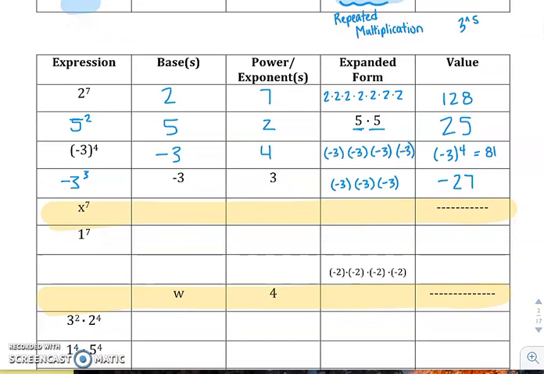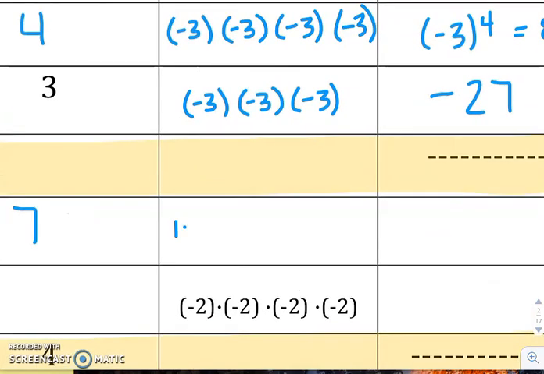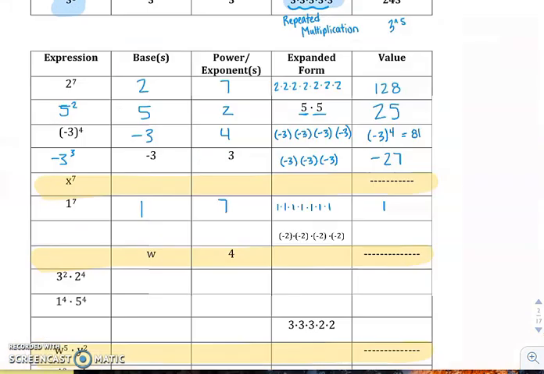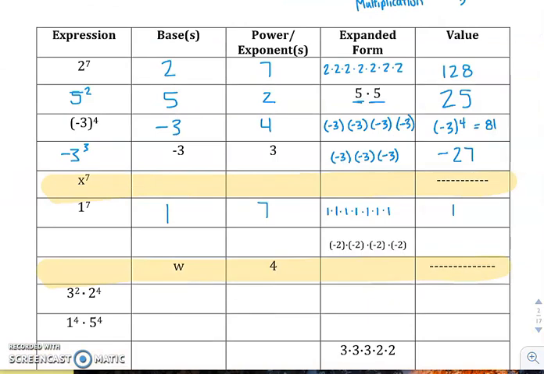So 1 to the 7th. The base is 1. The power is 7. So 1 times 1 times 1. Well, 1 times 1 times 1, even if you have a million ones, is only going to equal the value 1. It's the only time when you're doing multiplication that it doesn't actually change the value, is if you're using the value 1 or 0, but you'll never have a base of 0.